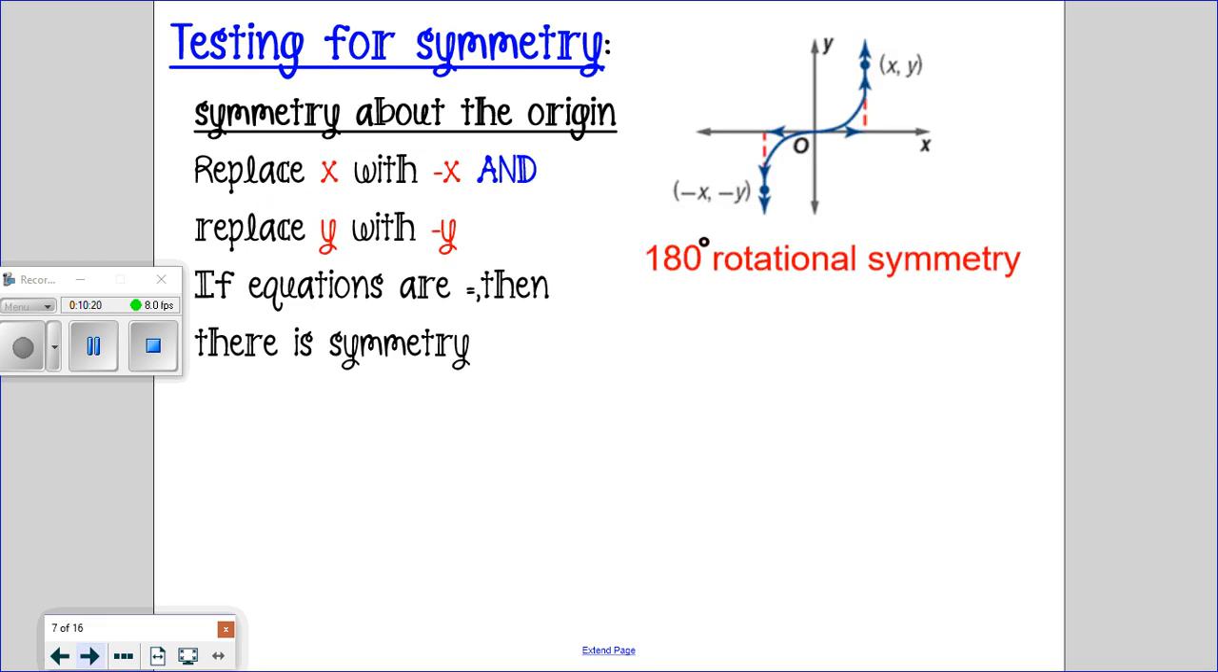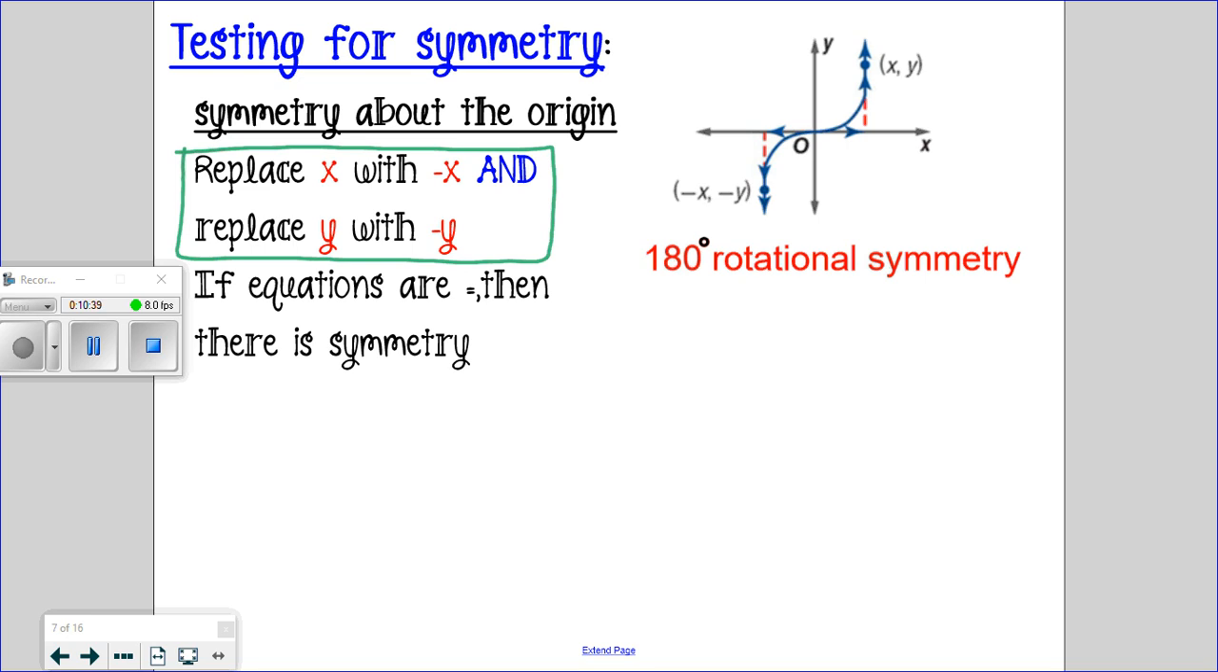And the way I remember that is because it doesn't have a letter in the title, I replace both letters. So for symmetry about the origin, to confirm it algebraically, you replace both x and y with negative x and negative y. Clean it up, and it should match the original exactly.